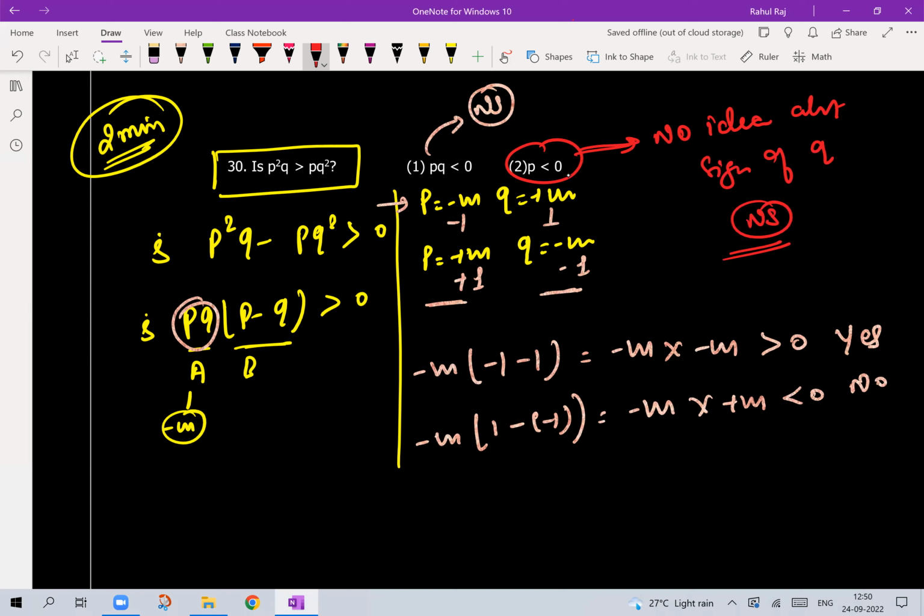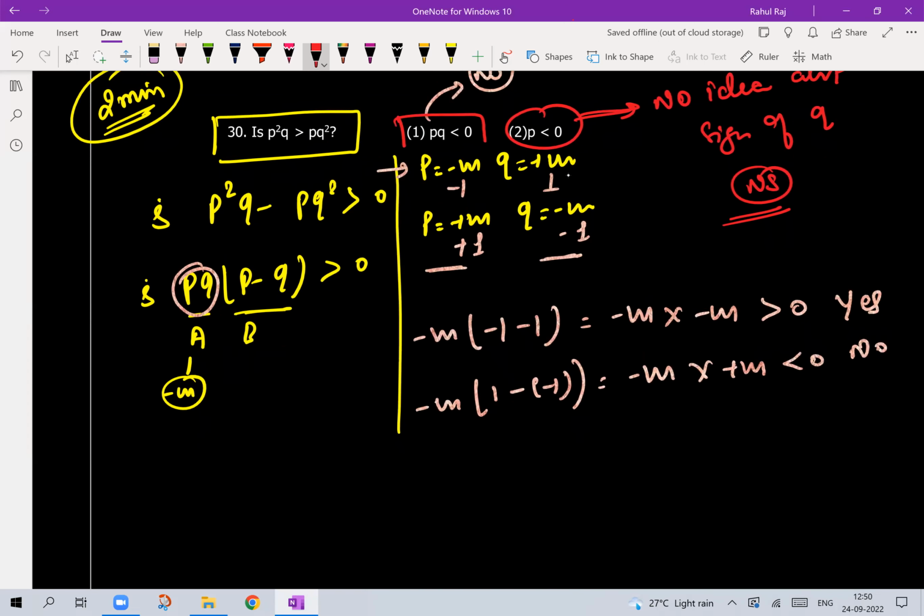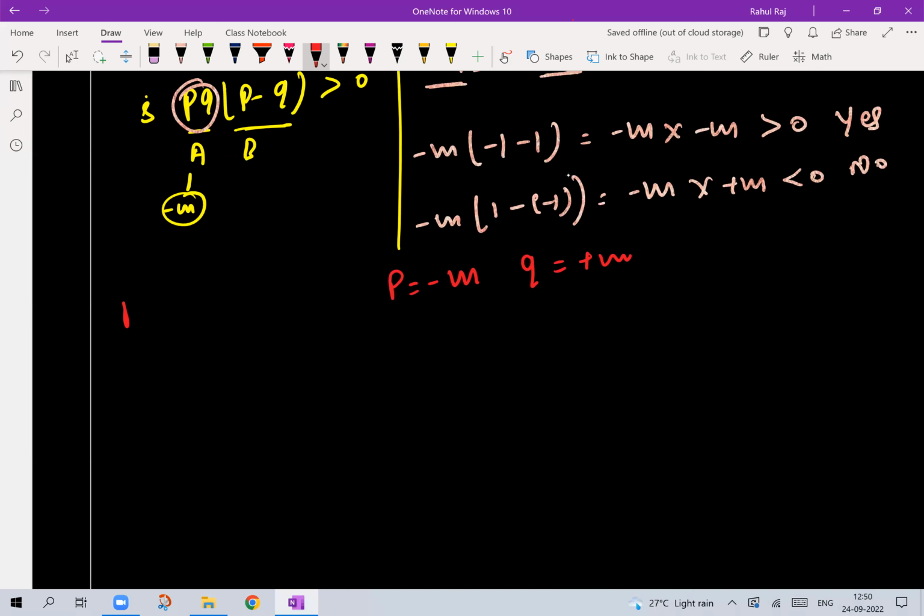Simple logic. Now when I combine, guys, what happens? You know from option number 1 that PQ is less than 0, so P and Q are of opposite sign. Option number 2 says P is negative. So when I combine, can I say P is 100% negative and Q positive? Anyone in doubt here? Because I did nothing. If you 100% know that P is negative, then Q will be positive. So on combination, I get P negative, Q positive.